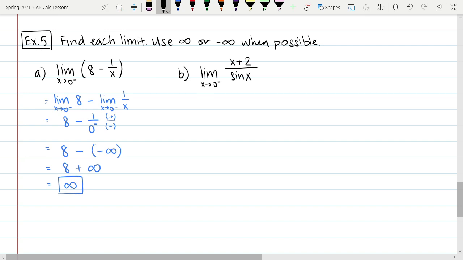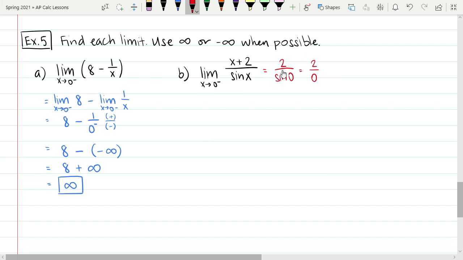Okay, and we're going to wrap up here with this last example that involves trig and these infinite limits. So we've got the limit of x plus 2 over the sine of x as x approaches 0 from the left. Okay, so again, if I use direct substitution, this is going to give me 2 over the sine of 0, which is 2 over 0. So again, we know that the limit does not exist, but this is going to be an infinite limit.